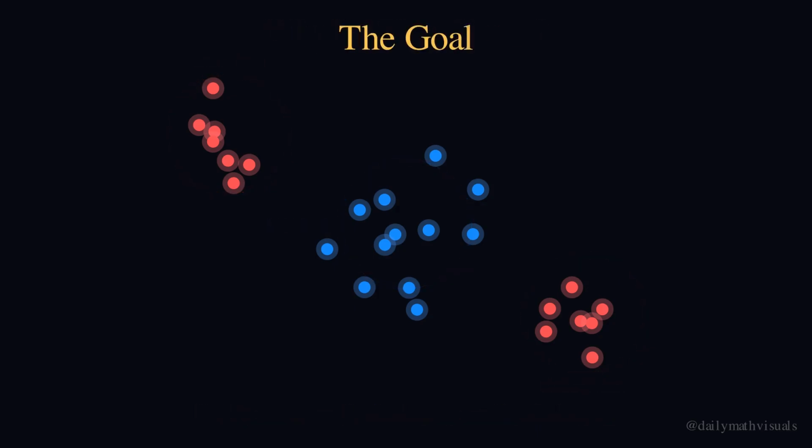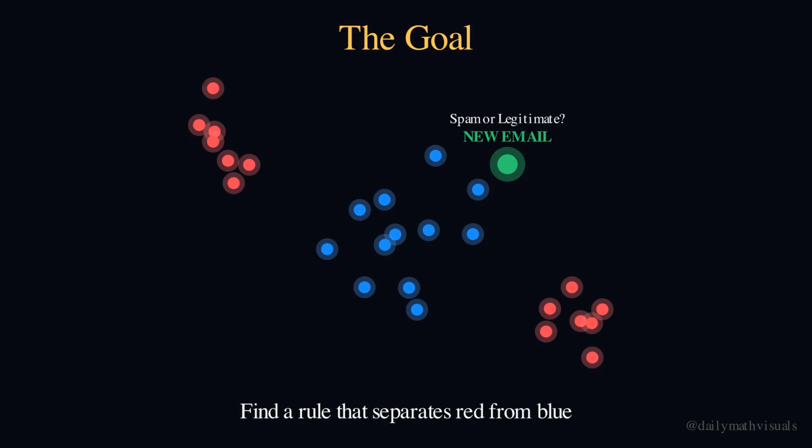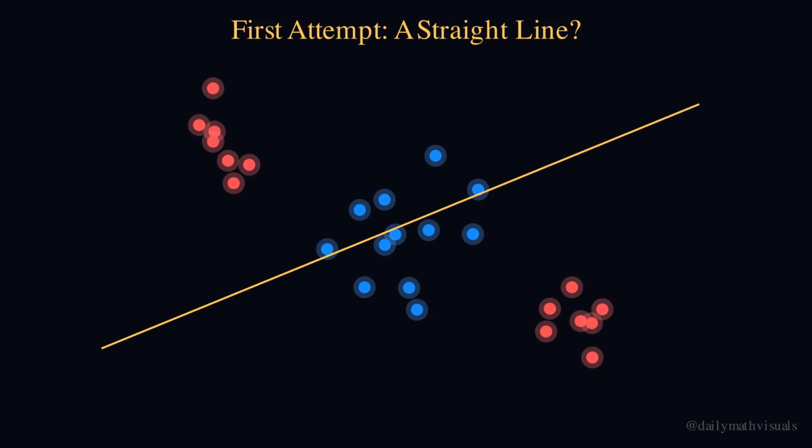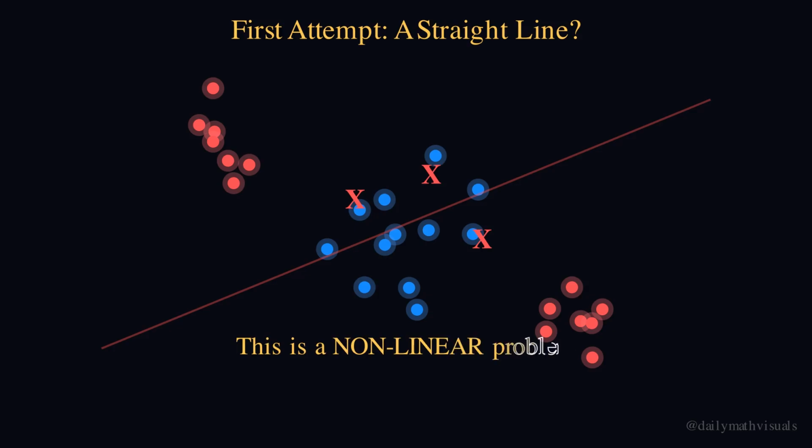So here's our goal. When a new email arrives, we convert it to a point. Now, is it spam or legitimate? We need to find a rule that separates red points from blue points. Our first attempt: can we draw a straight line to separate them? Let's try. No, look at the problem. Blue points are in the middle, surrounded by red. No straight line can separate them. This is a nonlinear classification problem. We need a curved boundary, not a straight line.